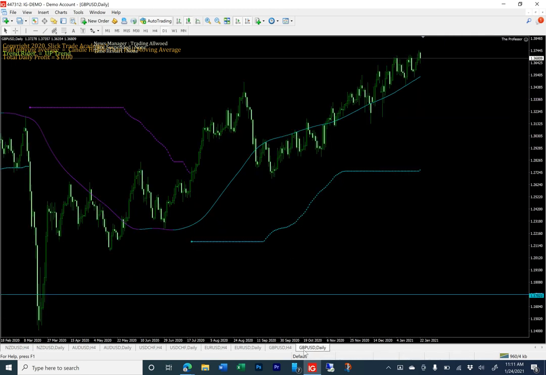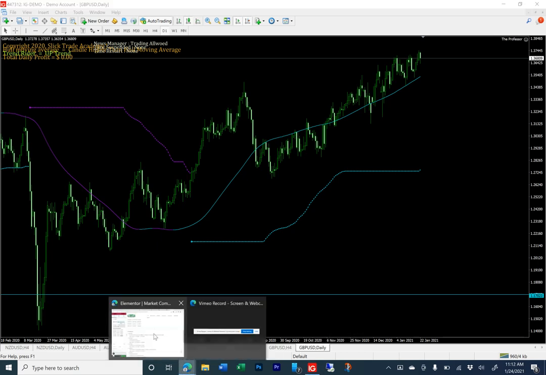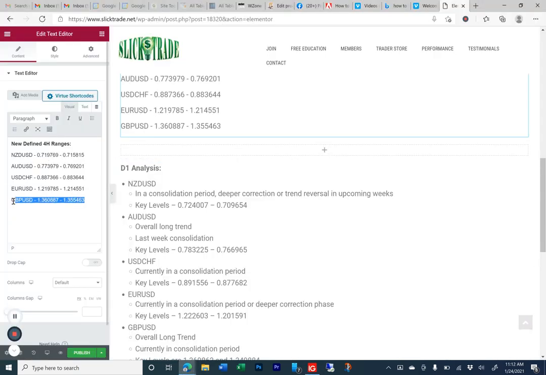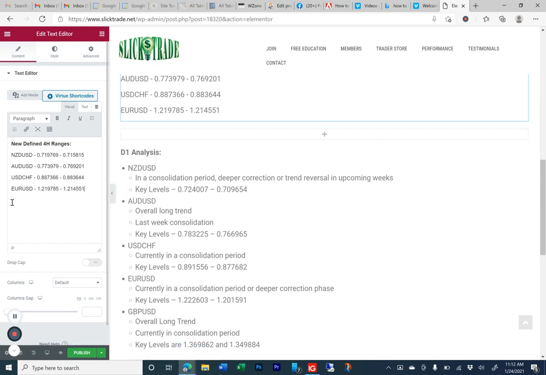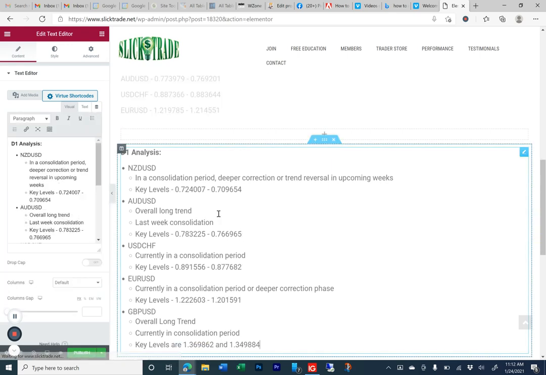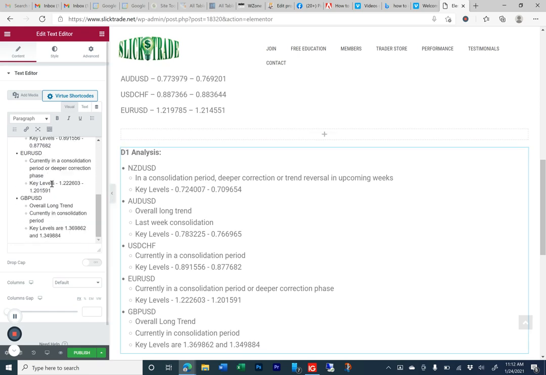Maybe we just watch it on the daily for a bit. I think that's what I'm going to do. I'm going to go ahead and just remove that from here. But I'll keep it in the daily. We can keep an eye on it, and if it starts to clean itself up, then we'll go ahead and put it back into the 4 hour as well.